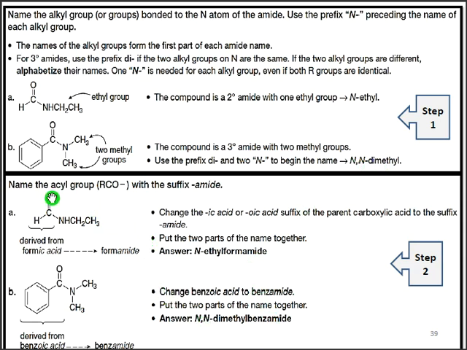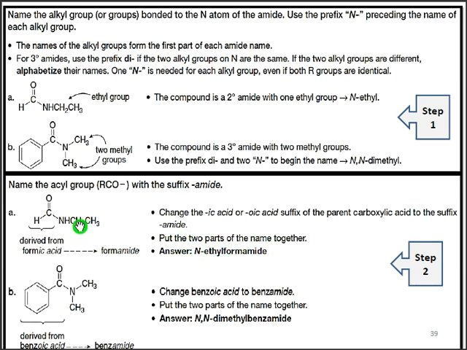And finally, we have to name the acyl group with the suffix amide. Change the -ic acid or the -oic acid of the parent carboxylic acid to the suffix amide. Put the two parts of the name together. It will be together.